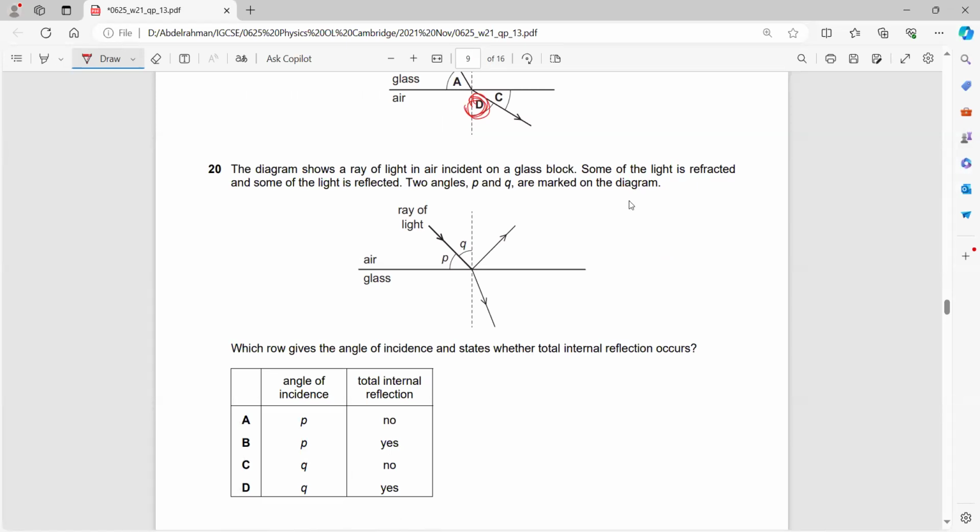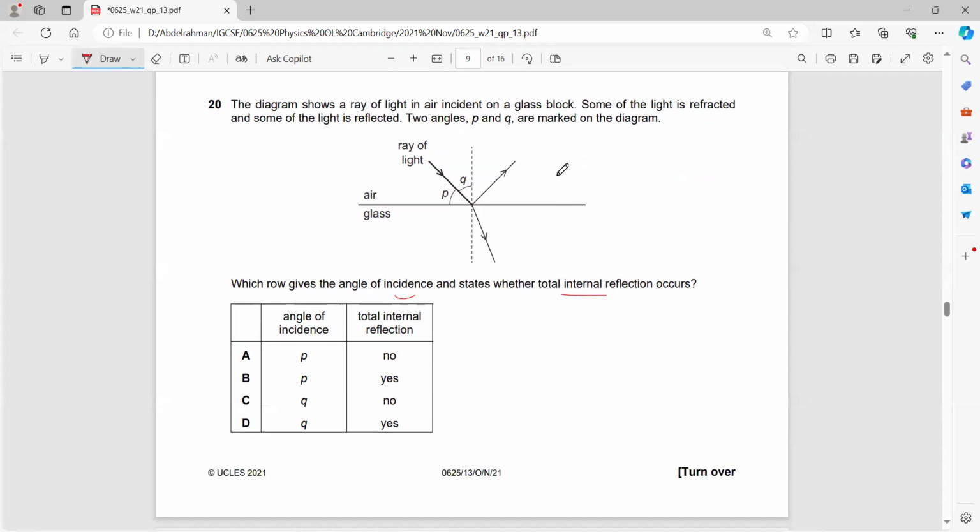The diagram shows a ray of light. Which row gives the angle of incidence and is it a total internal reflection or not? The angle of incidence has to be between the ray and the normal. So it has to be Q. Is this total internal reflection? No, it is not total internal reflection.